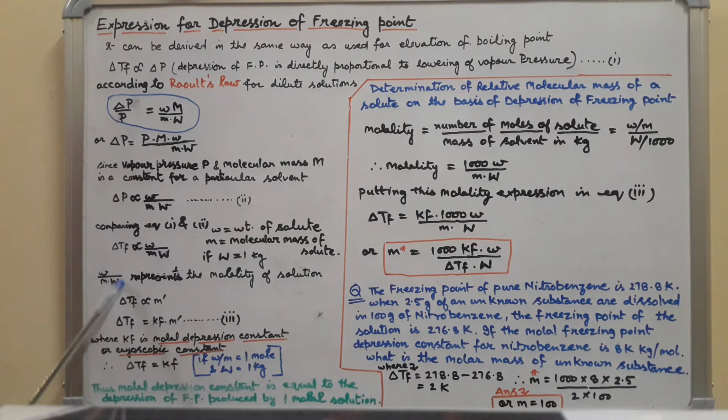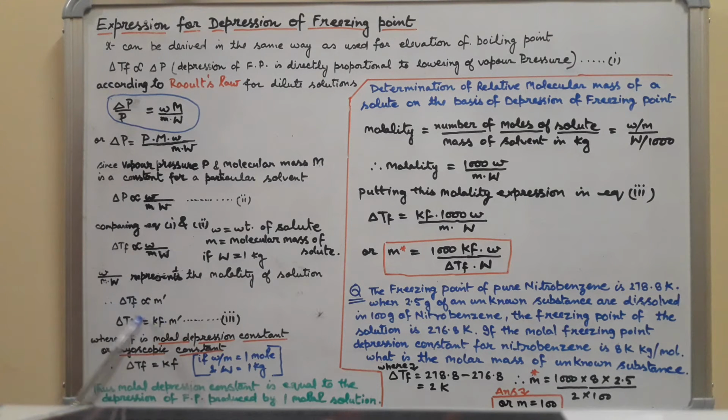Now this w upon M multiplied by capital W represents the molality of the solution. And what is that? 1 mole of the solute dissolved in 1 kg. Let's see here, w by M is 1 mole and capital W is 1 kg. Now look here, this delta TF, that is the depression in the freezing point, is directly proportional to the molality. This M dash is molality.